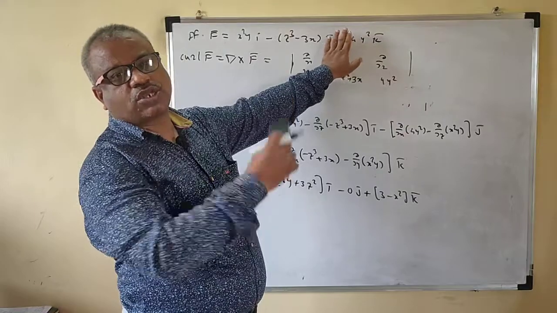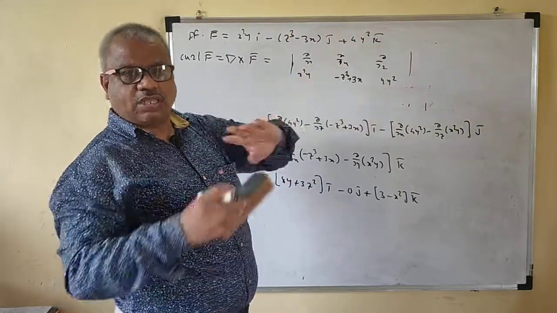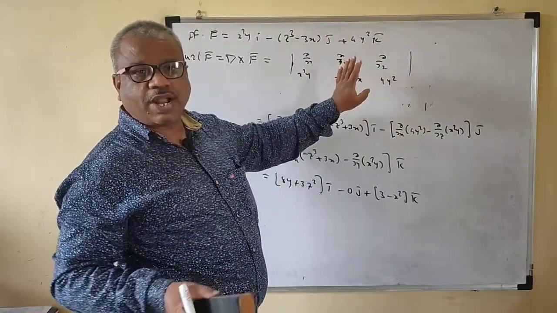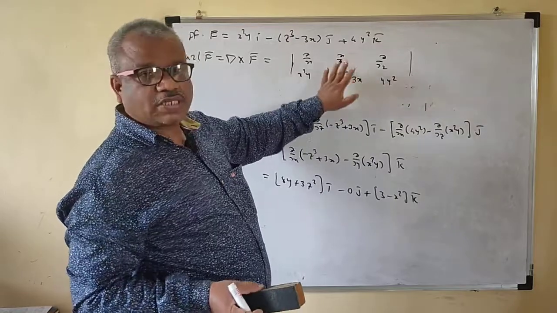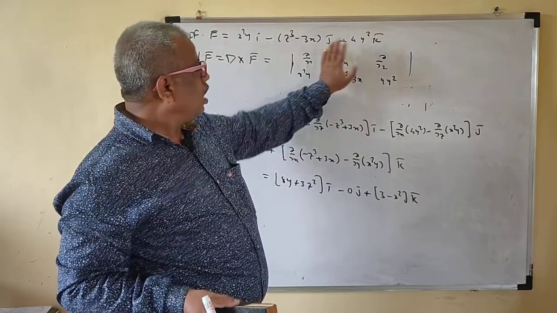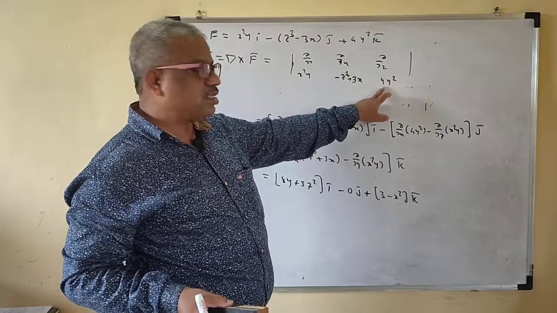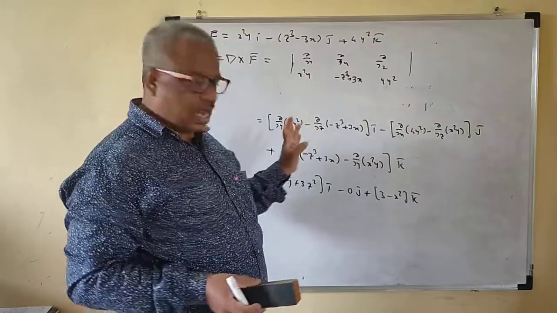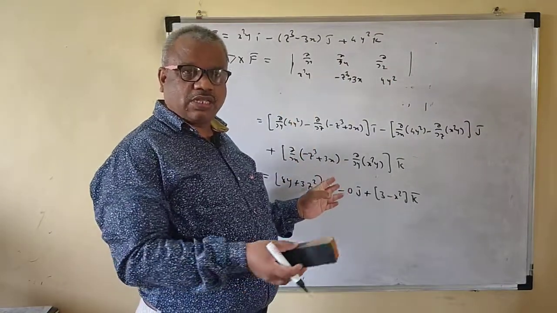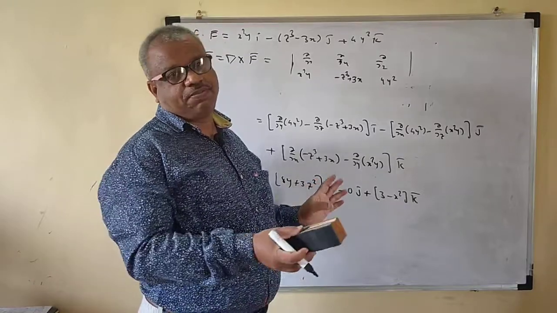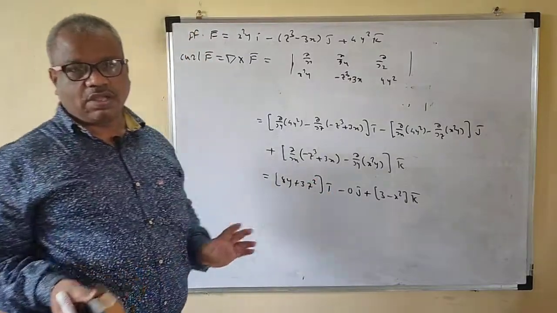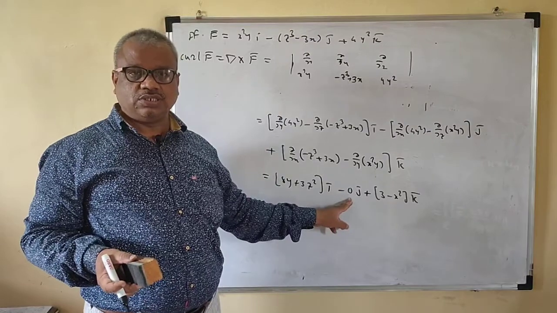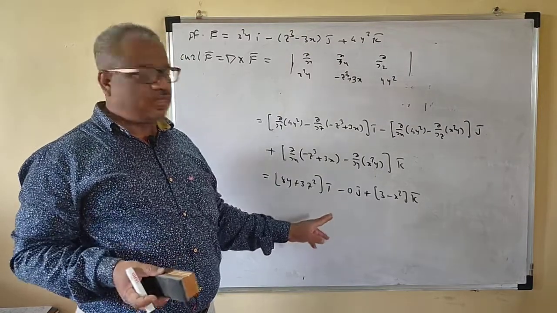Because if your first and third components are the same in all the options, then you only have to find the second component. For the second component, drop the second column only. And what is this? This is ∂/∂y of this, which is 0, and this is 0. Which option has no second component? That will be the correct option. So your second component is 0.